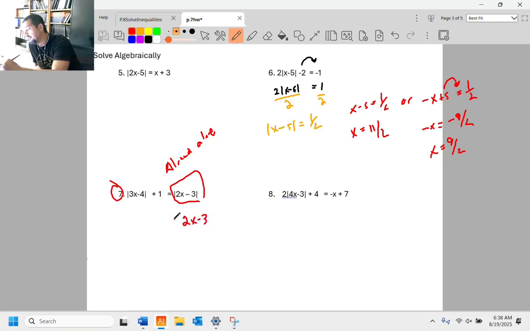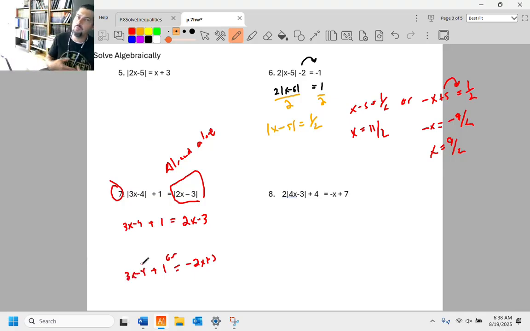2x minus 3 is equal to 1 plus 3x minus 4. Or negative 2x plus 3 is equal to 1 plus 3x minus 4. You only have to change the signs on one of the absolute values, and everything else should work its way out. You don't have to write 4 equations, 2 will do it. Anywho, let's shift my x's left and all my numbers right.